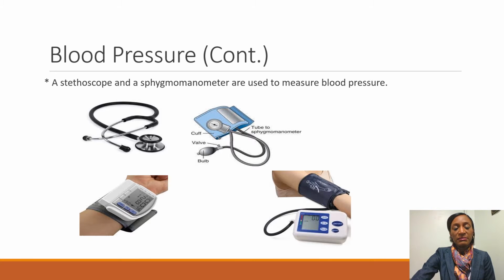The picture on the bottom left is a picture of a wrist device that is used to measure blood pressure, and the picture on the right is a digital device to measure blood pressure. Okay, so the manual one would be the stethoscope and the sphygmomanometer on the top in combination, and of the two bottom pictures, the left one is a digital wrist device, and the bottom right is a regular digital device for your upper arm area.